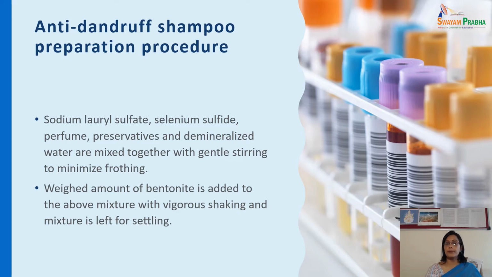Anti-dandruff shampoo preparation procedure. I have mentioned this preparation procedure for your reference: sodium lauryl sulfate, selenium sulfide, perfume, preservative, and demineralized water. All these ingredients are mixed together with gentle stirring to minimize frothing, and then a specific amount of bentonite is added to the above mixture with vigorous shaking, and the mixture is left for settling. Then the shampoo is labeled and dispensed.